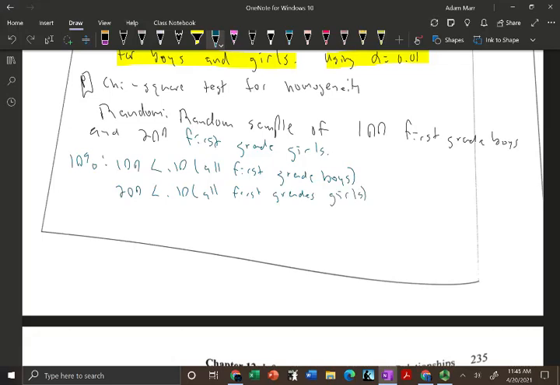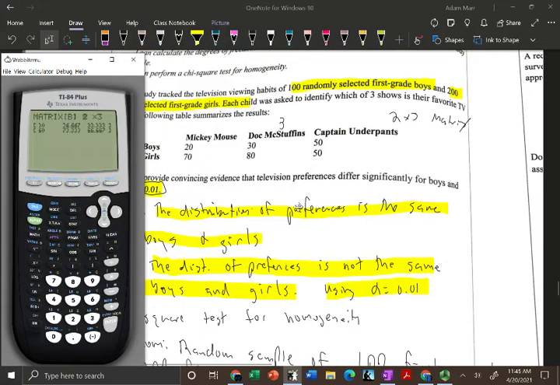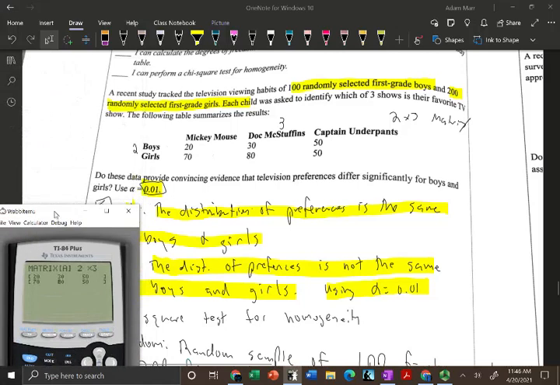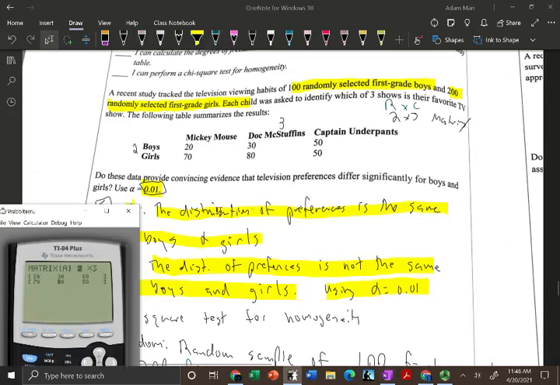Now we're going to do large counts. For large counts, remember, this is that all the expected values are greater than or equal to 5. So what we have to do is go to our calculator. I'm going to press second matrix. On A, I'm going to put the actual observed values. This is a 2 by 3 matrix, right? We have 2 rows, 3 columns. It always goes by row by column. No problem, so let's enter everything in.